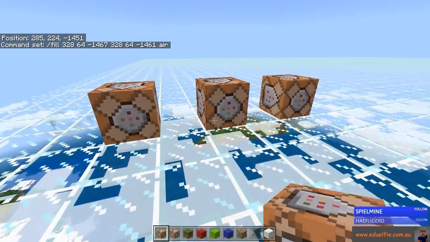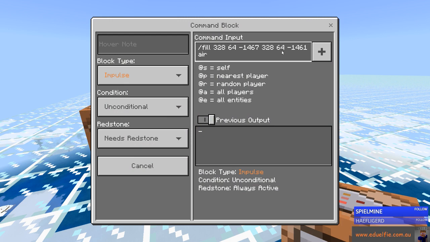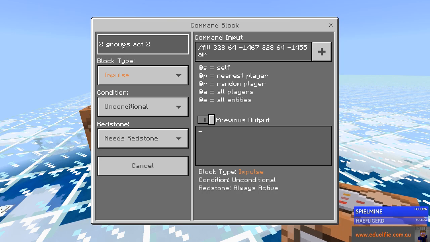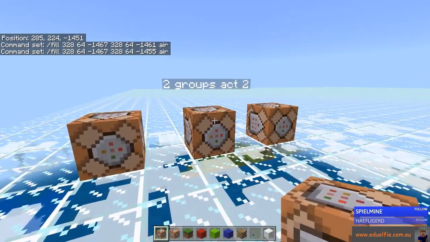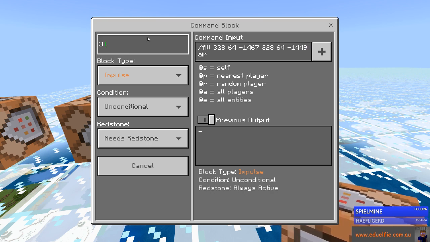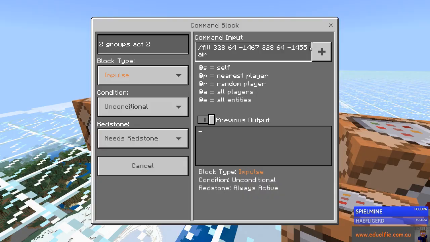Just make sure we've copied that, put you in here, and instead of 1461 we go 1455, 2 groups act 2. And you change to 1449. Did I do that right? 3 groups act 2. 1455. Yep.